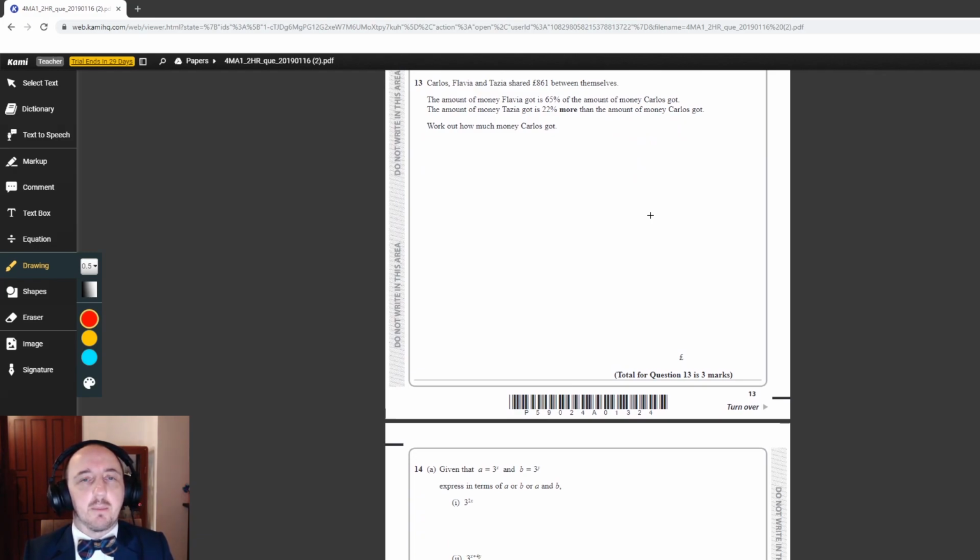Three people sharing some money between themselves. That's a ratio question, but it's a bit more complicated because we don't know how much each person's getting. So we're going to use X as our unknown. For Carlos, x. Flavia got 65% of Carlos's money, and Tazia got 22% more, so 1.22x. Add those together, and that will give us £861.